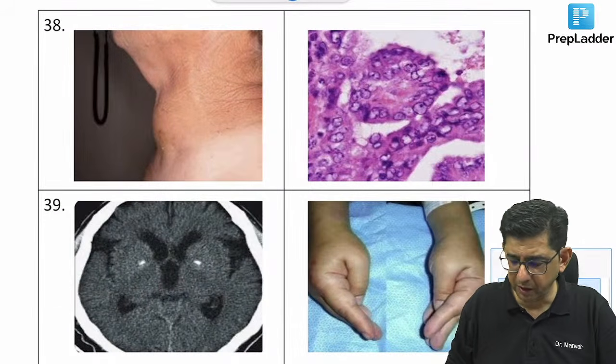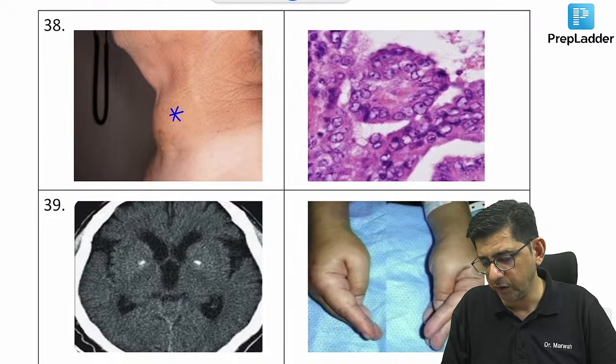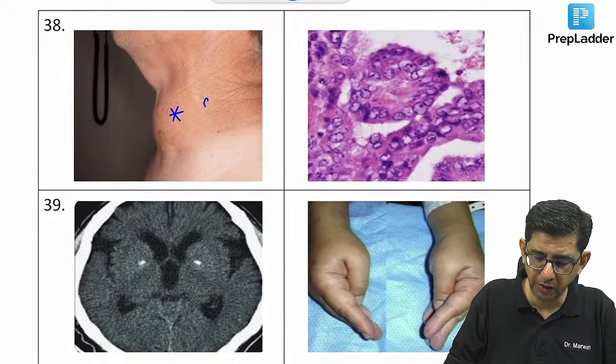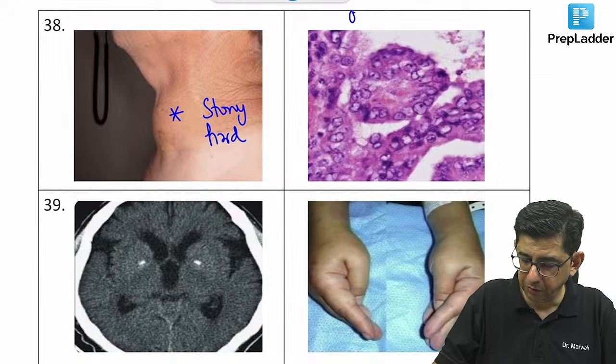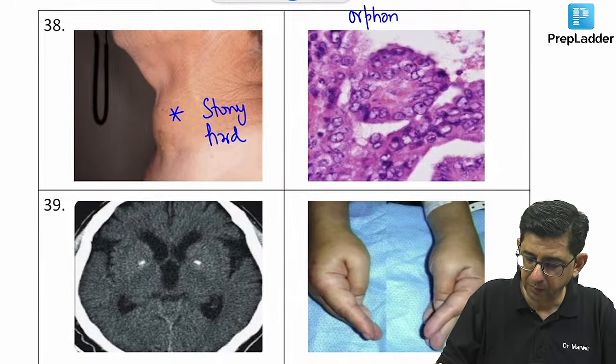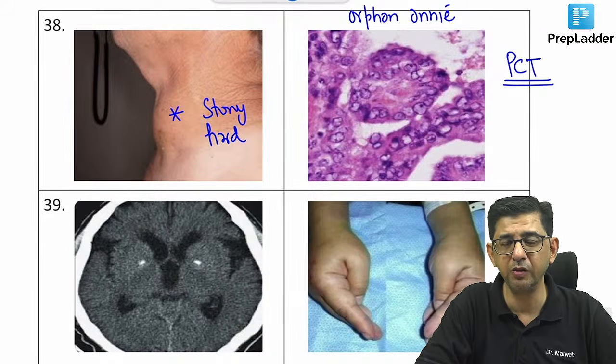Moving to the next one, again a very easy one. There is a neck swelling described, and you can notice this neck swelling also has a stony hard consistency. Apart from stony hard, you can pick up that orphan Annie nucleus here. So the tumor that we are thinking in this case would be a papillary cancer of the thyroid gland. PCT is what I'm thinking in terms of papillary cancer of thyroid.